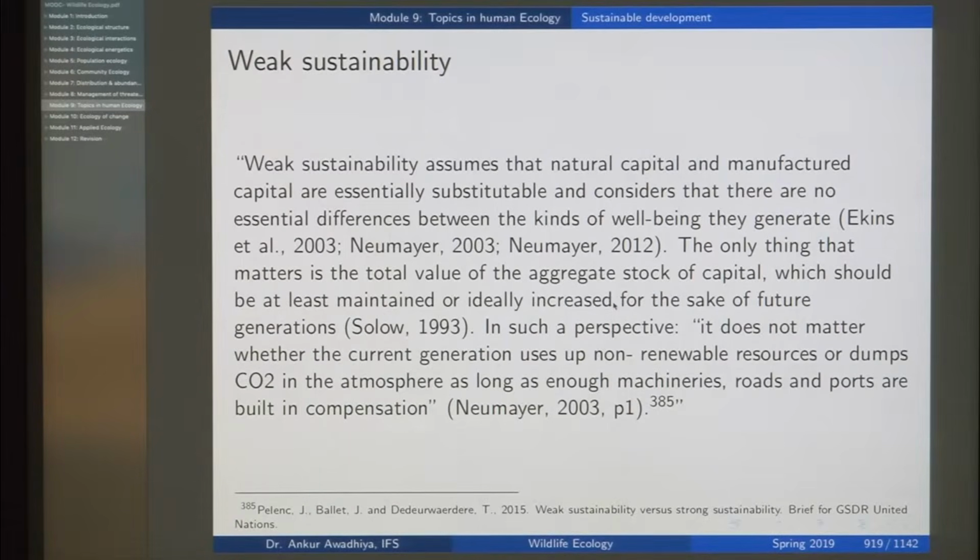Now sustainability talks have been characterized by two sets of people. One talks about weak sustainability, which says that natural capital and manufactured capital are essentially substitutable. So if you lose your natural capital such as forest and you make more and more of your manufactured capital such as roads and houses, you are able to provide much more social good than what your forest could have given. So they say that it is perfectly okay.